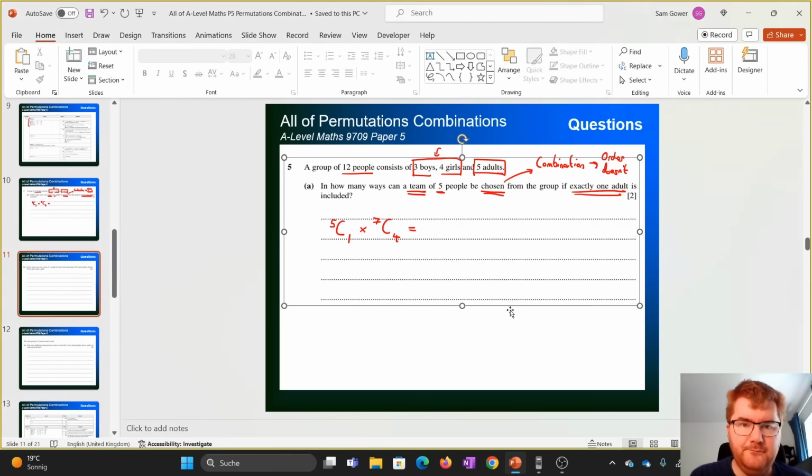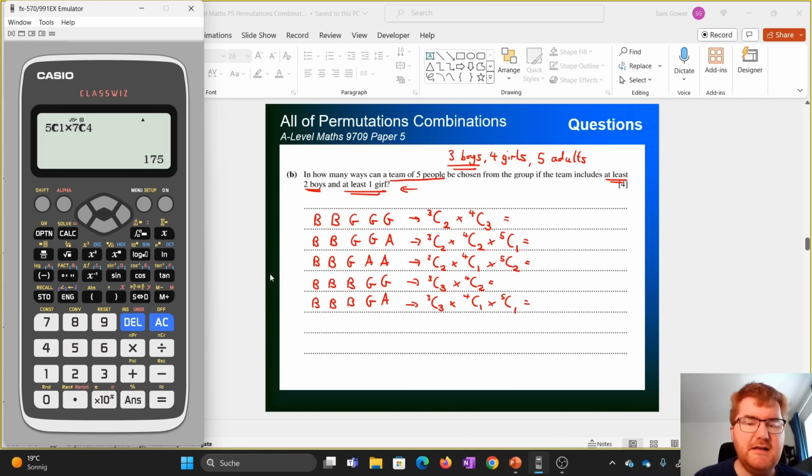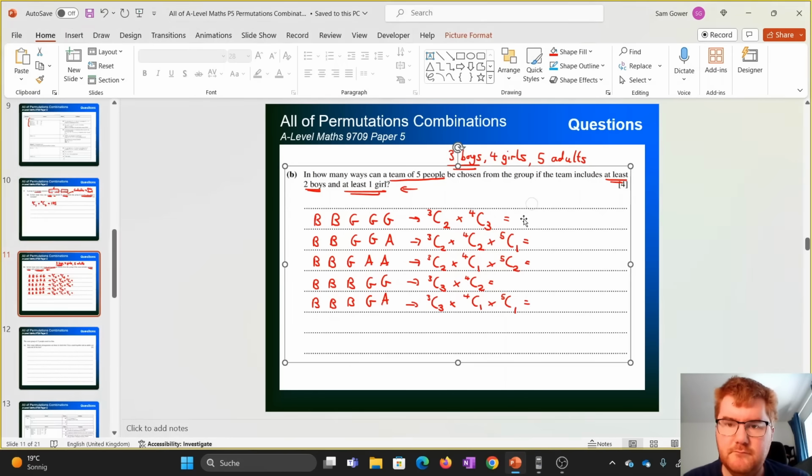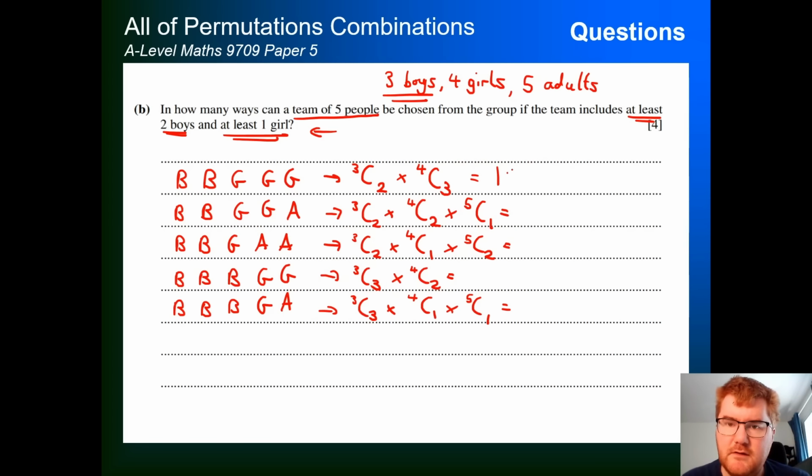So now it's time to make sure that we go on our calculator and work these out one at a time nice and carefully. Again, in a stats exam, you do have to work pretty quickly to get all the answers here. So 3 choose 2 times 4 choose 3. That gives me 12 here. Okay, and I'll work out the other ones as well. So you've got 2 boys, 2 girls, and 1 adult. That's 90. 2 boys, 1 girl, and 2 adults. That's 120.